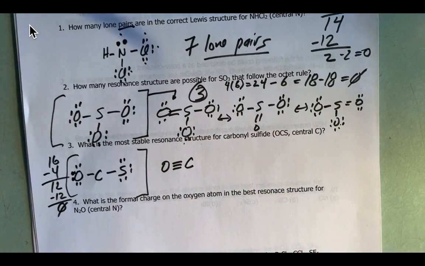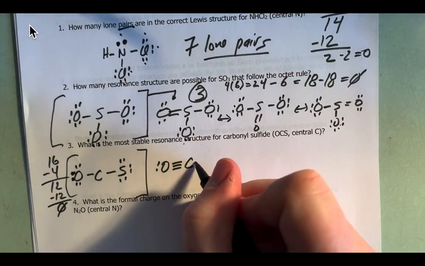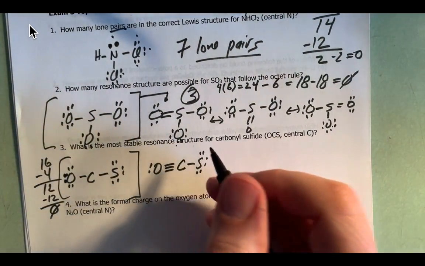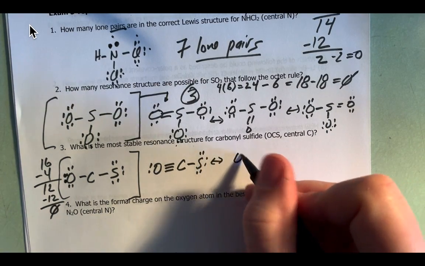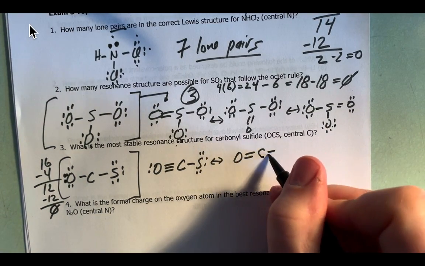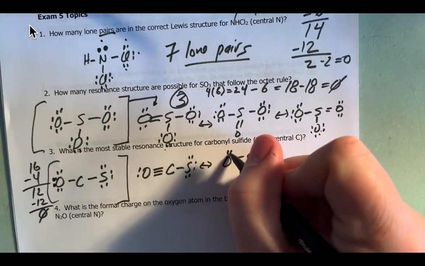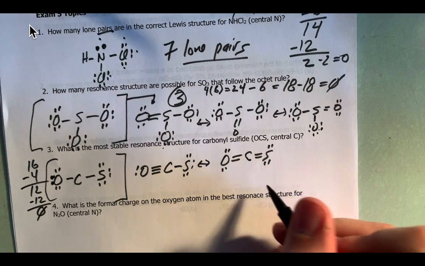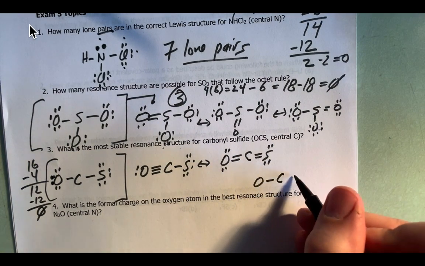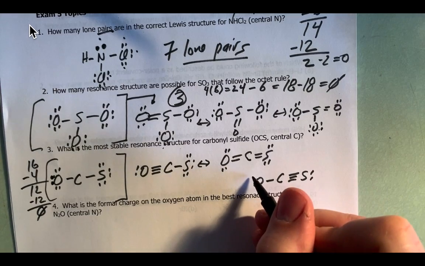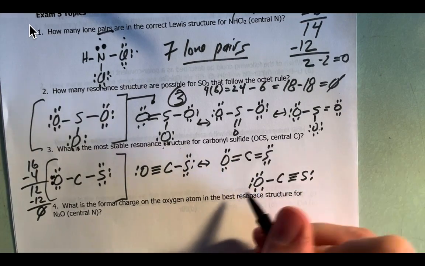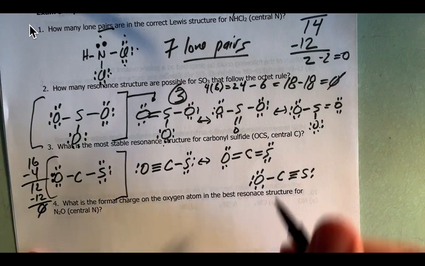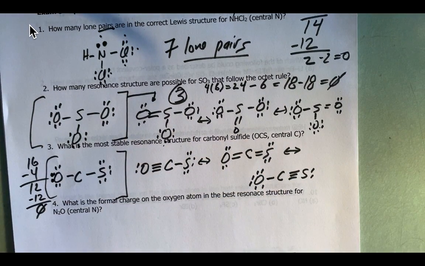We can form a triple bond to the oxygen and have a single bond to the sulfur. Or we can form double bonds to both the oxygen and the sulfur. Or we can form a single bond to the oxygen and a triple bond to the sulfur. These are the 3 different resonance structures that we have.